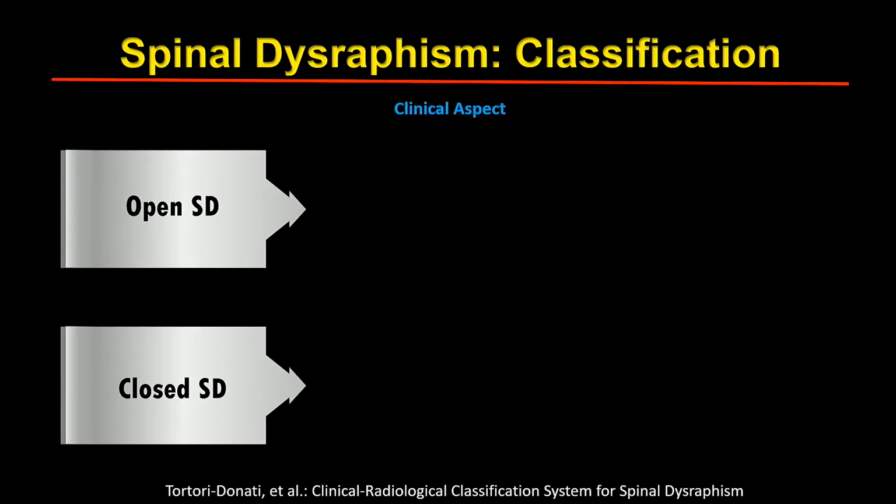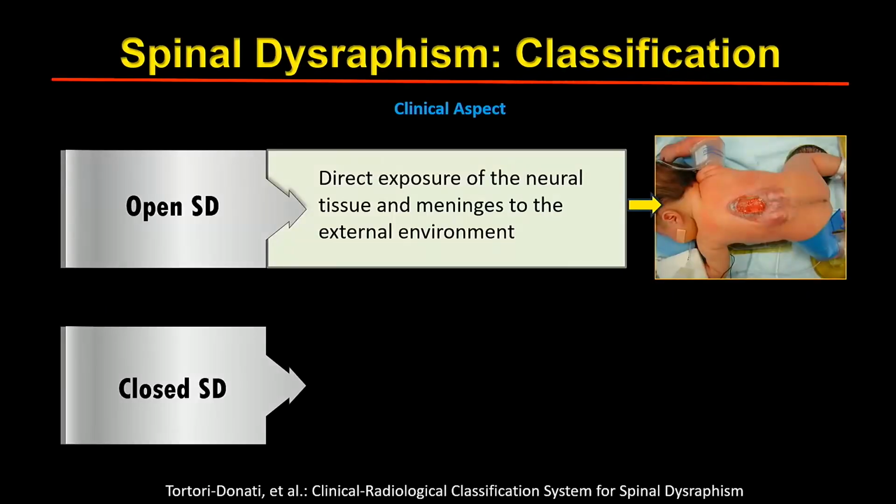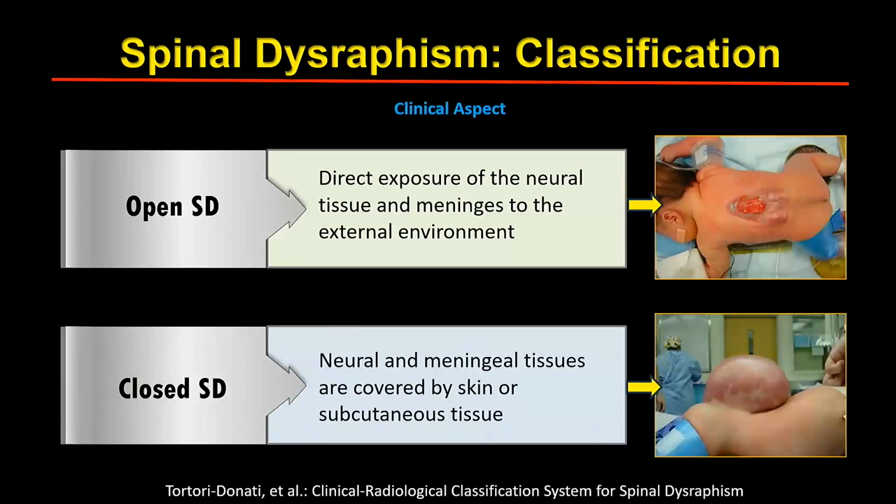Coming to the meat of the talk, spinal dysraphism. They're classified. First of all, there are multiple classification systems. The most widely accepted classification is the clinical radiologic classification. The clinical component is basically dividing them into open spinal dysraphism and closed spinal dysraphism. In open spinal dysraphism, the neural structures are exposed to an external environment, so there's no skin covering. So that's a clinical aspect. And then in closed spinal dysraphism, the structures are covered by skin or subcutaneous tissues.